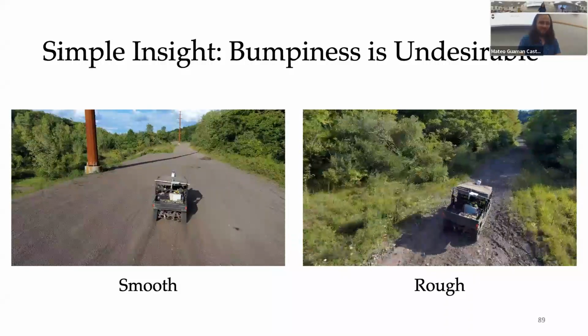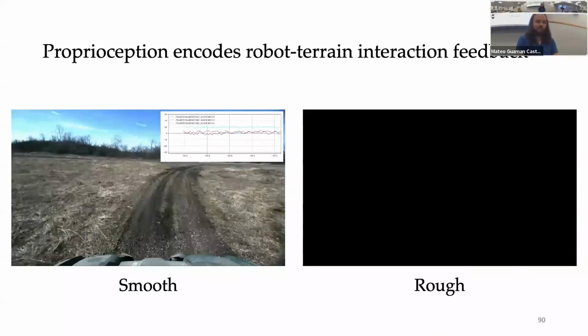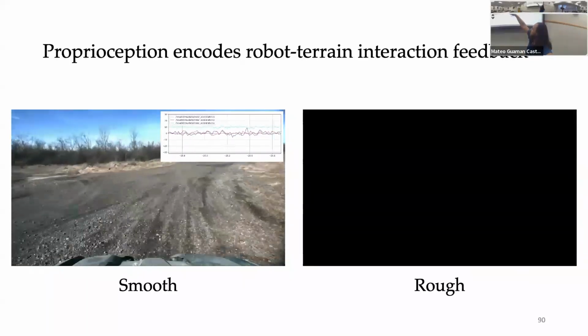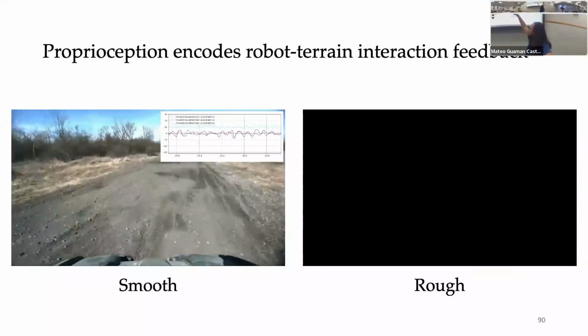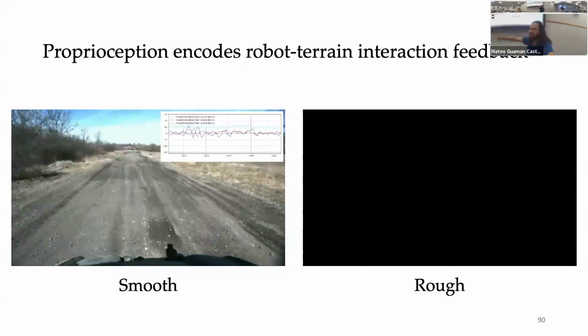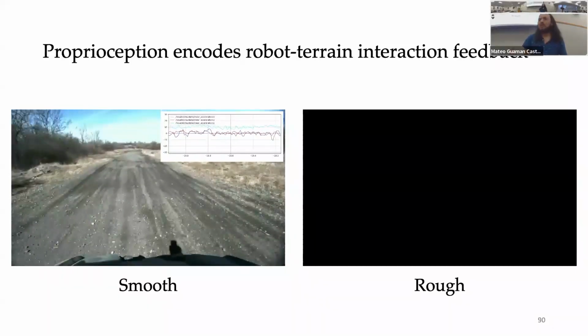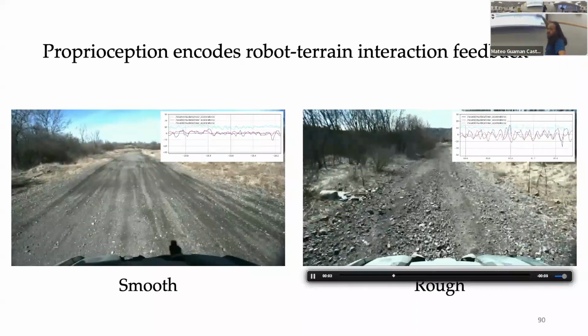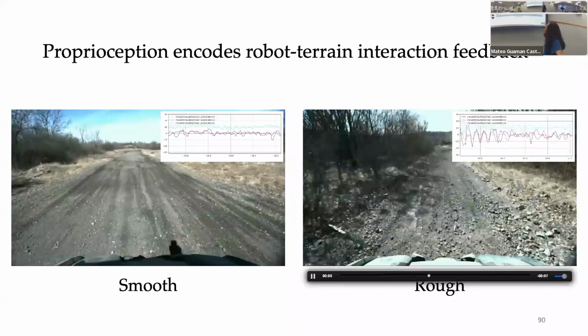And the way to actually quantify that is that you have proprioception sensors that encode this feedback. So if you look at just how much the lines wiggle around the center line, when you drive over a smooth trail, there's not a lot of variation. There's definitely that vibration that you have both from the engine and just from driving around. But when you actually drive over rough trails, then you can see it just shaking around like crazy.